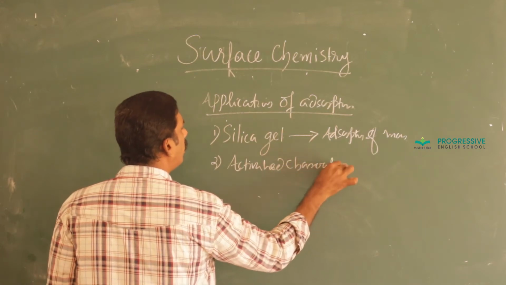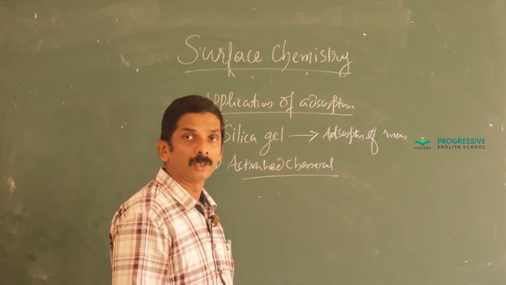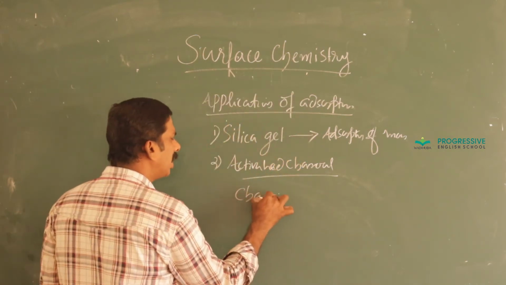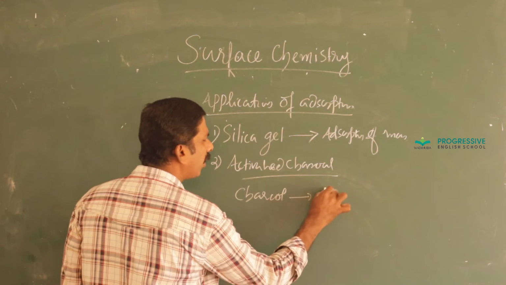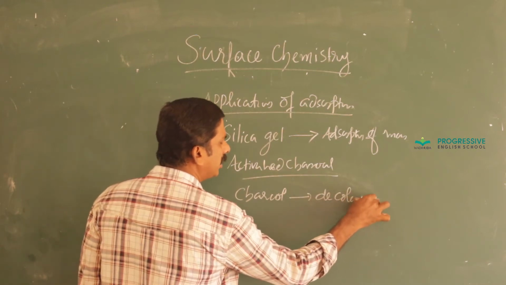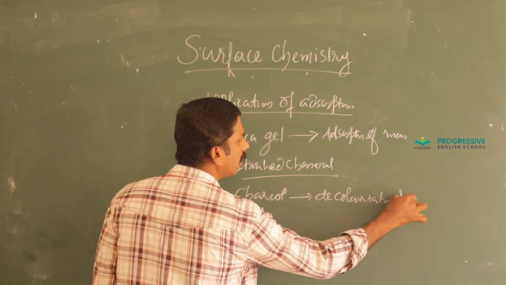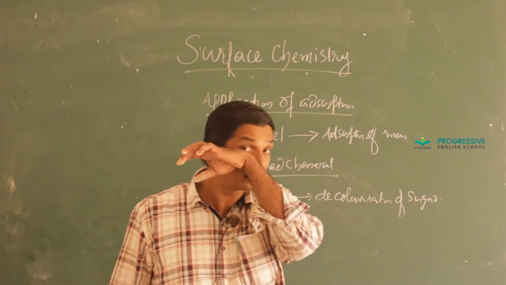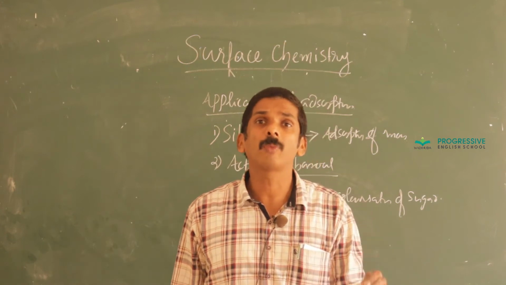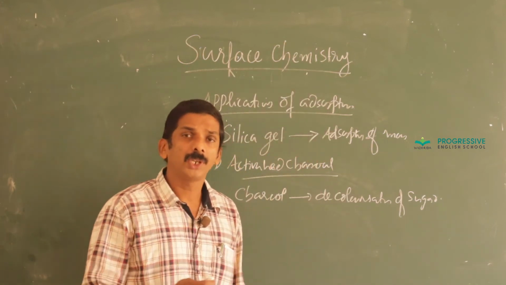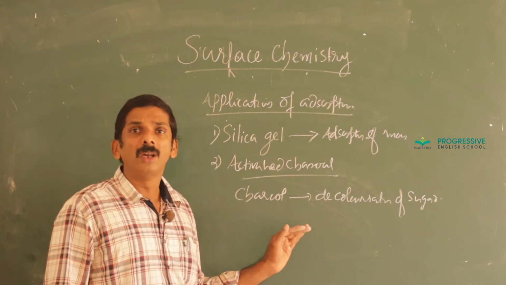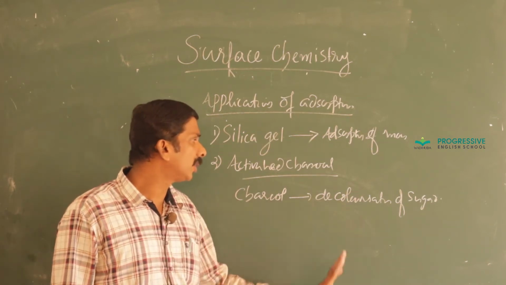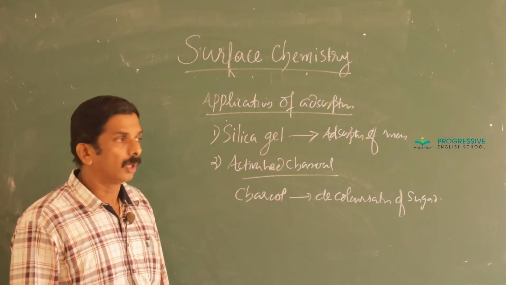Activated charcoal. You know charcoal, common charcoal, animal charcoal is used for the decolorization of sugar. When sugar is crystallized from sugarcane juice, it is either yellow or brown colored. When it is treated with this animal charcoal, it turns colorless. That is, charcoal is used for the decolorization of sugar.